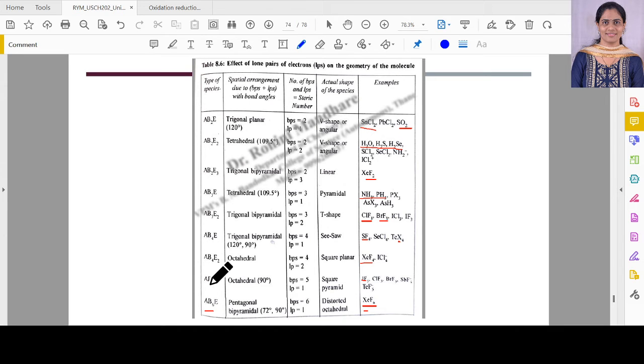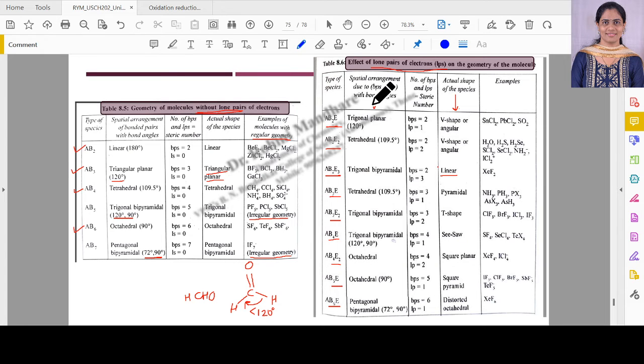Okay, all the tabular data, prepare it very carefully. Examples will be asked. So in summary, just prepare all the tables. Okay, all the tables you prepare carefully. E stands for lone pairs present.